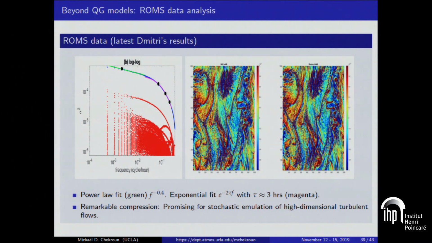This is the QG model, and here I present the latest results of Dimitri obtained on ROMS data. ROMS data are from a primitive equation model, much more complex, highly resolved. Here you see this very important result: you have a string of eigenvalues and therefore a string of modes that stand out of the spectrum. And you can compress actually just by using the modes corresponding to this line here.